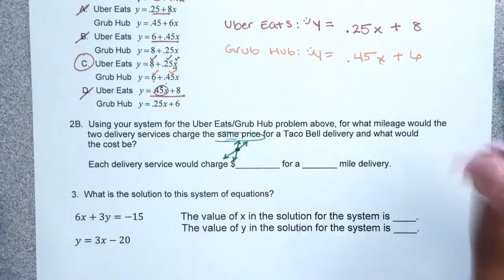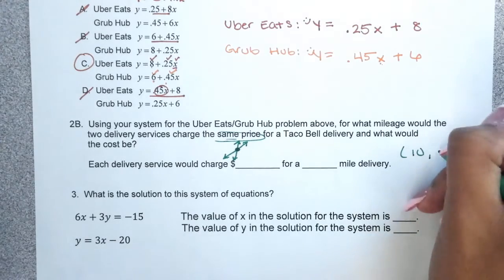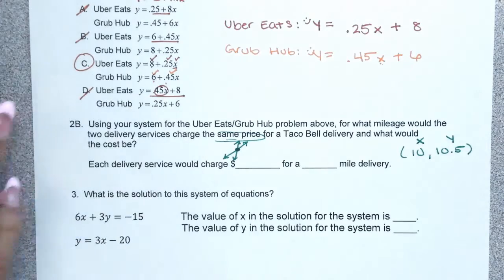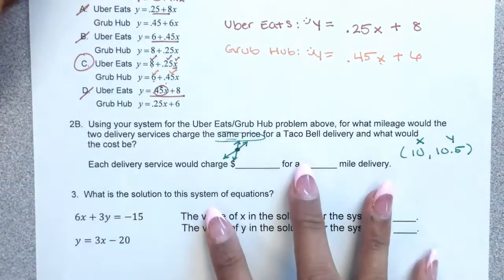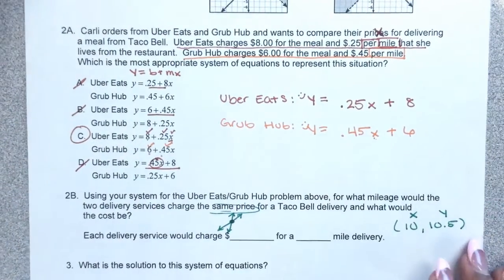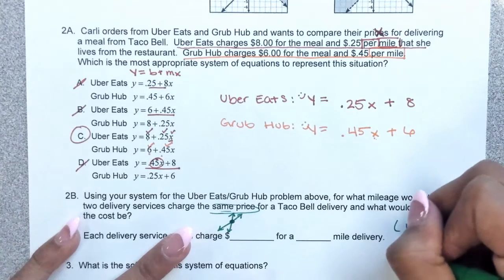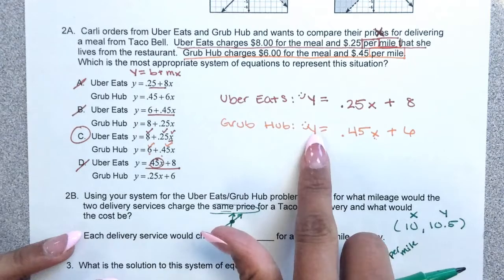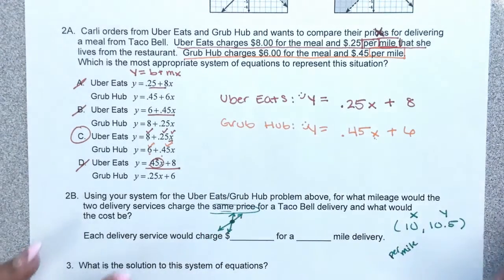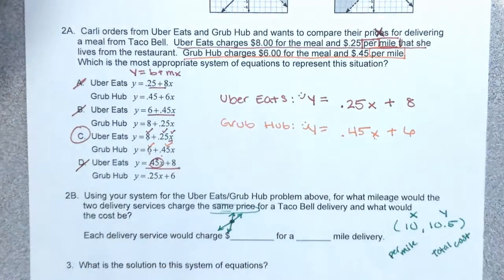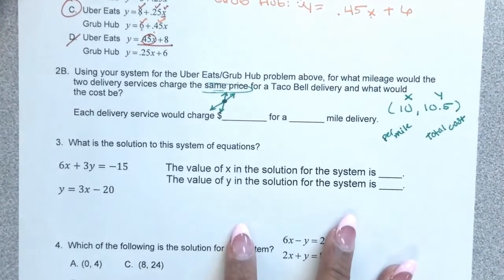So I want you to write that over here off to the side. 10, 10.5. Remember, this is x and this is y. So I want you to remember what each one represents. X represents per mile. So remember, we said x is per mile. So I want you to label that. So per mile. And the y represents the total cost. So y is total cost.